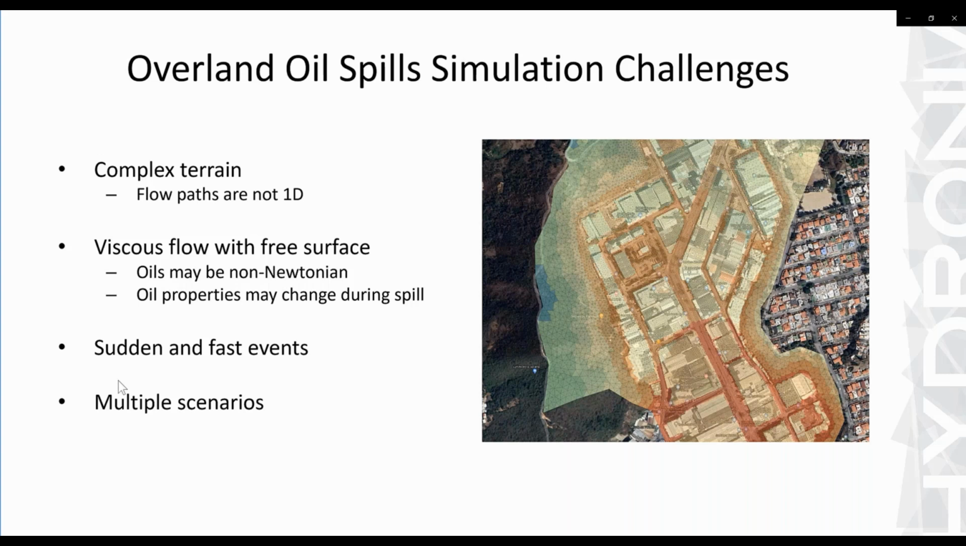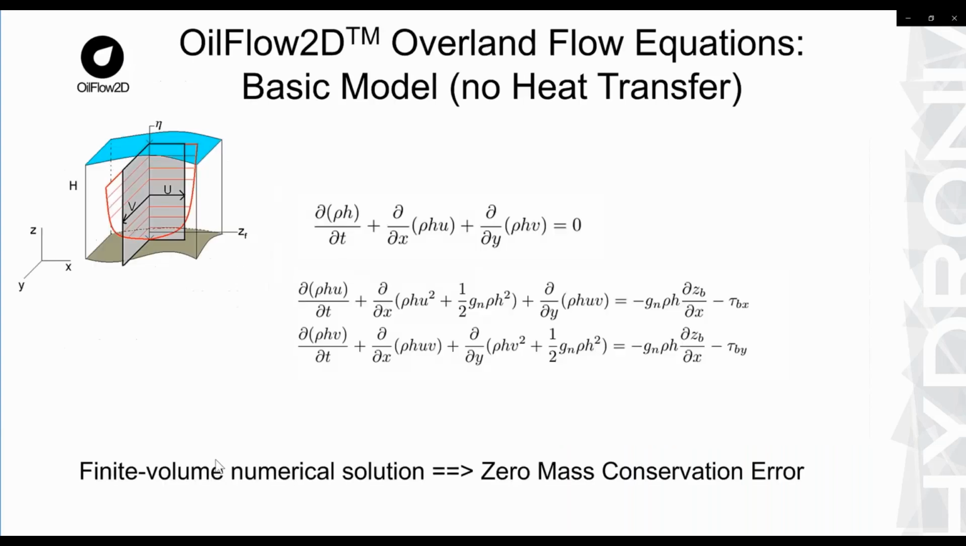Also, the flow is viscous with a free surface and sometimes non-Newtonian, as we discussed previously. And of course, the properties, as we have seen, can change during the spill, based on the variations of temperature in the environment and on the oil itself. The spills can occur rapidly and with very high velocities. And you normally need to deal with many scenarios in order to make a reasonable risk assessment.